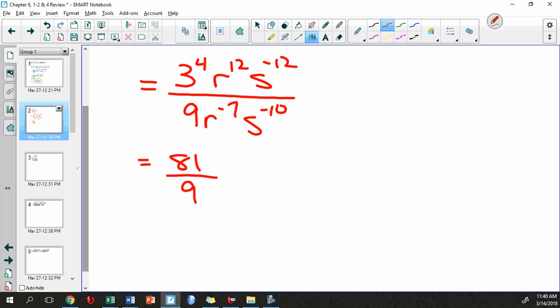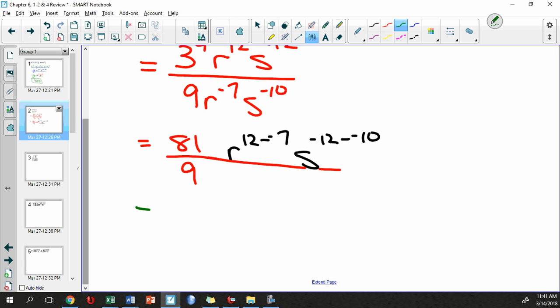Now what do I do with the r's? How are my r's attached? By division. So what do I do with the exponents? Subtract them. So this is r to the 12 minus negative 7. S to the negative 12 minus negative 10. And extend that fraction bar so you know where those things are at. In the numerator, right?